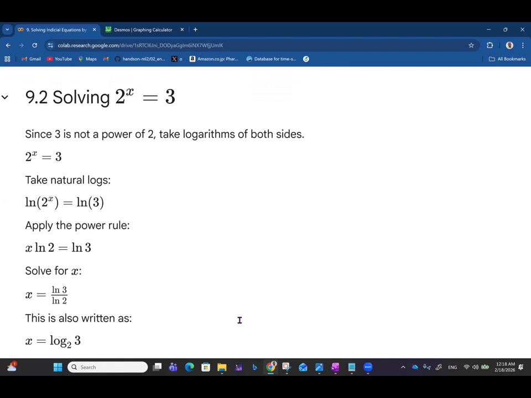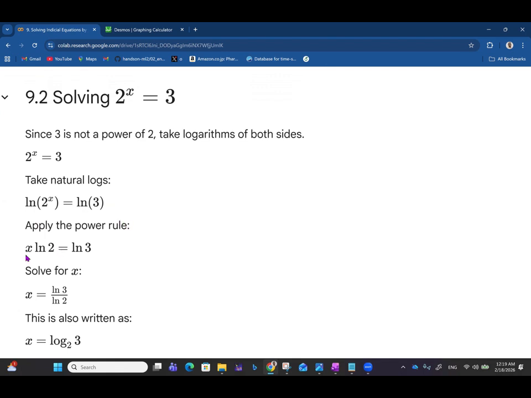Imagine that we want to solve a problem like 2 raised to the power x equals 3. So how do we solve it? Since 3 is not a power of 2, it's not like 4 where we could just say 2 raised to the power 2, we take logarithms of both sides. So you have 2 raised to the power x equals 3. Then you take natural logarithms. So that's the log of 2 raised to the power x equals log of 3.